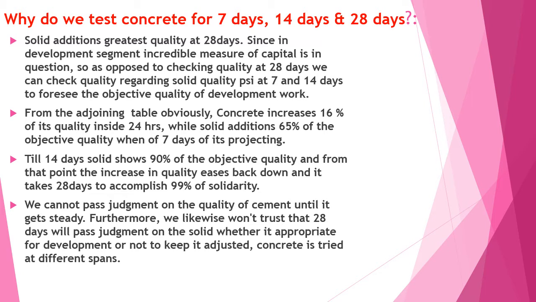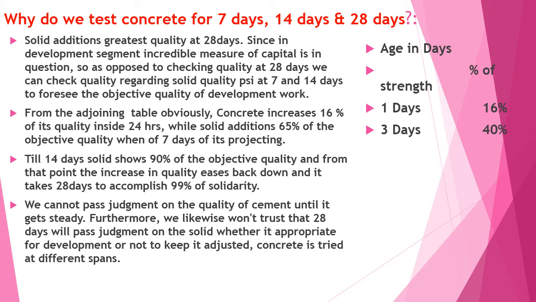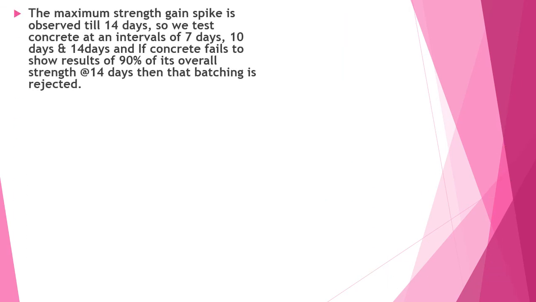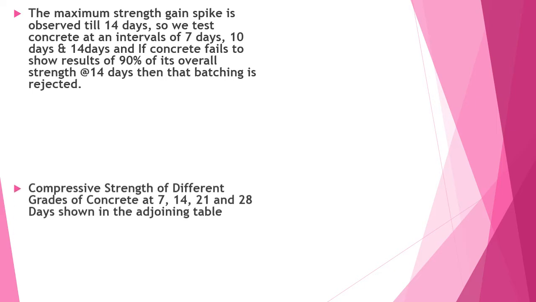Concrete is tested at different intervals. Age in days, percentage of strength: 1 day 16%, 3 days 40%, 7 days 65%, 14 days 90%, 21 days 94%, 28 days 99%. The maximum strength gain is observed till 14 days. So we test concrete at intervals of 3 days, 7 days and 14 days. If concrete fails to show 90% of its overall strength at 14 days, then that batching is rejected.